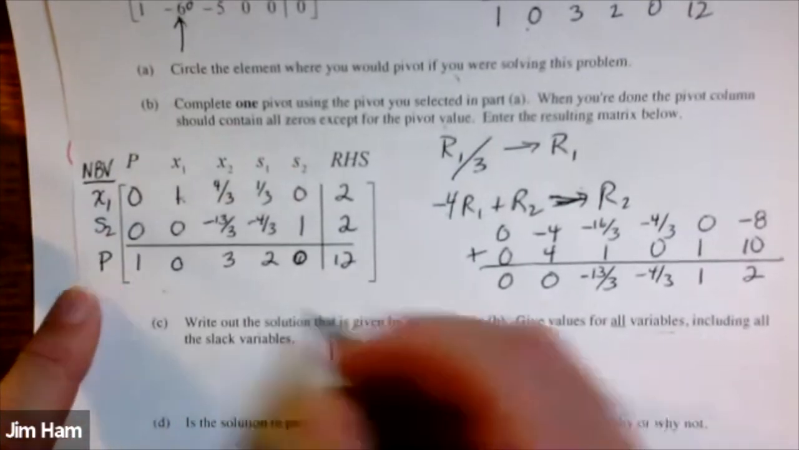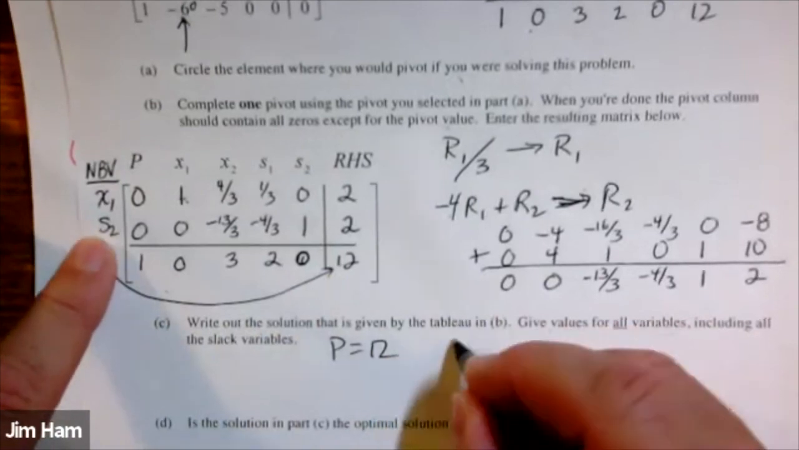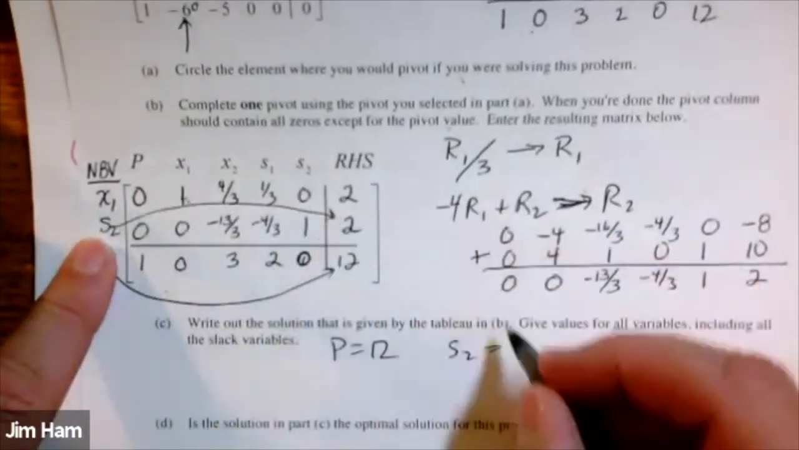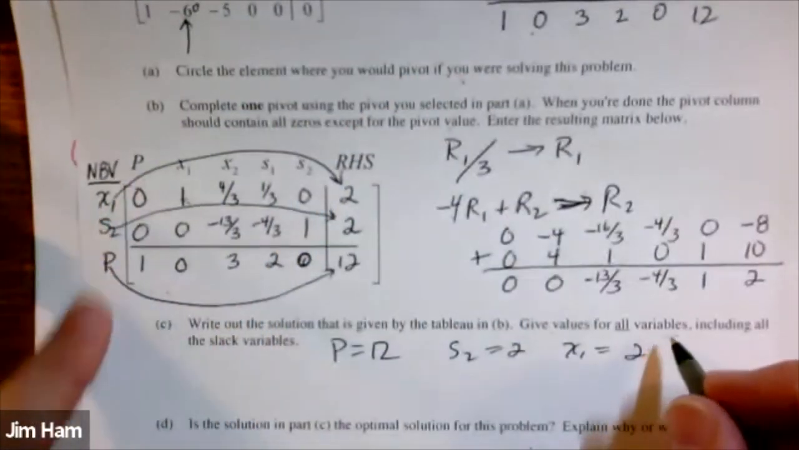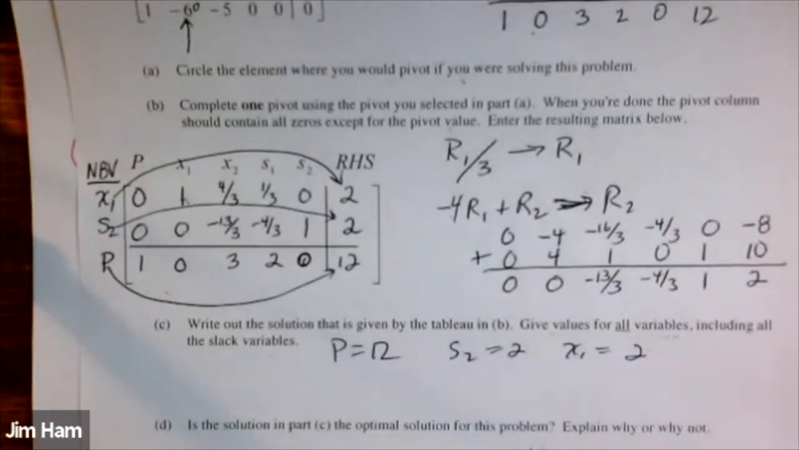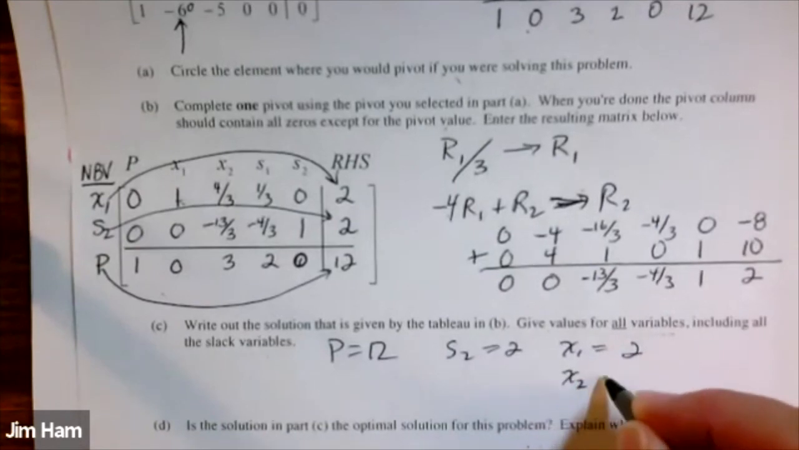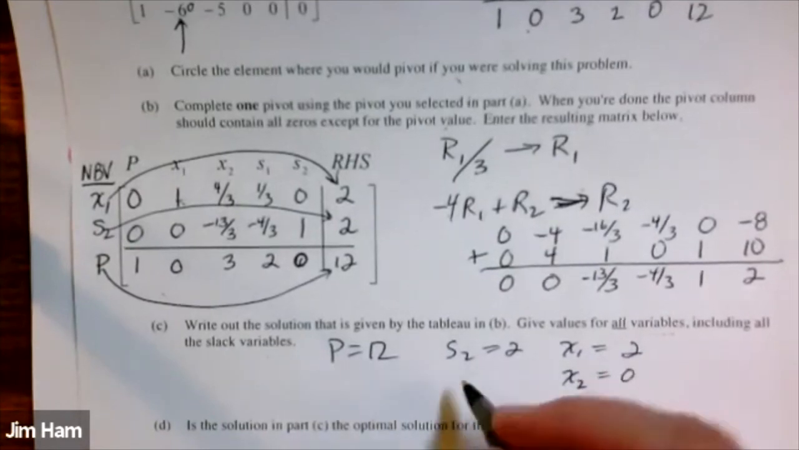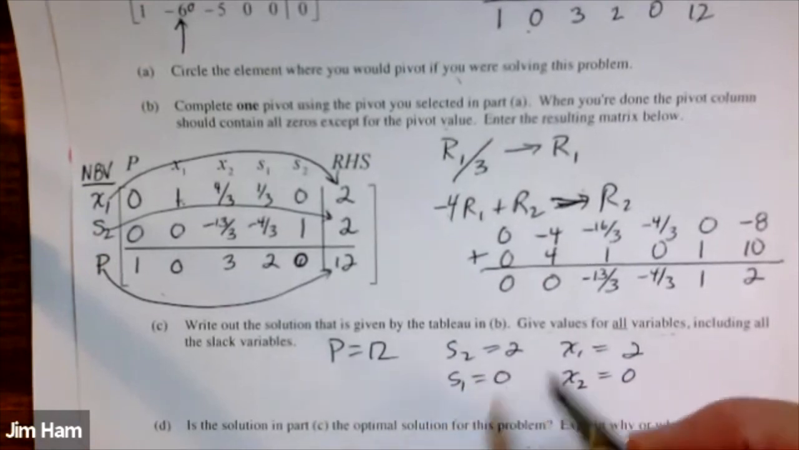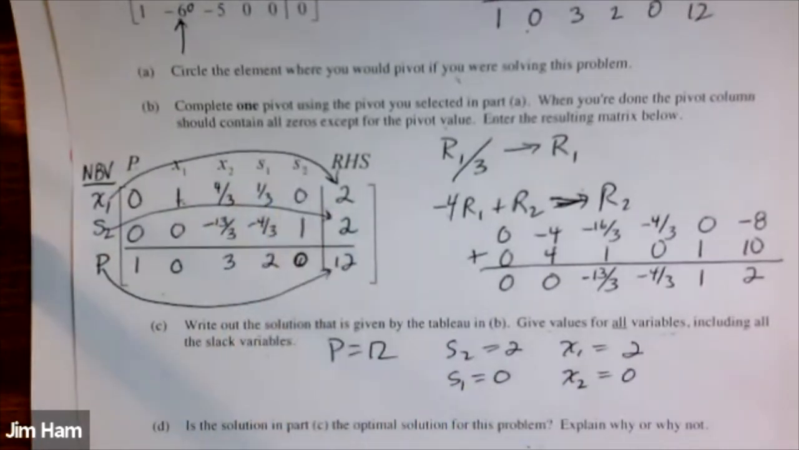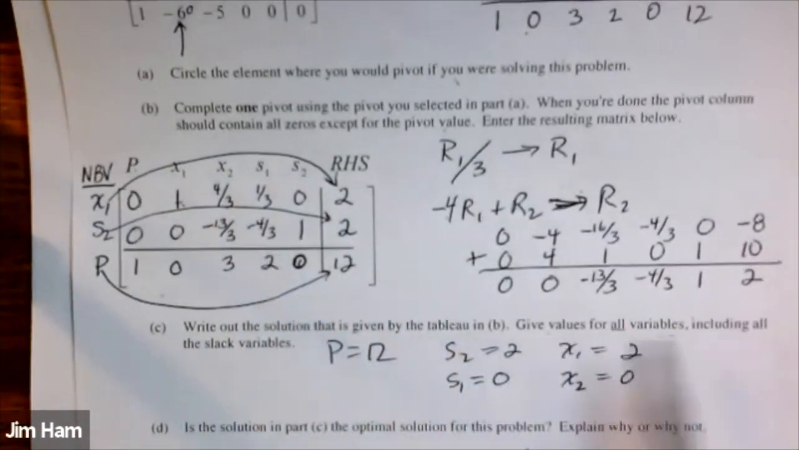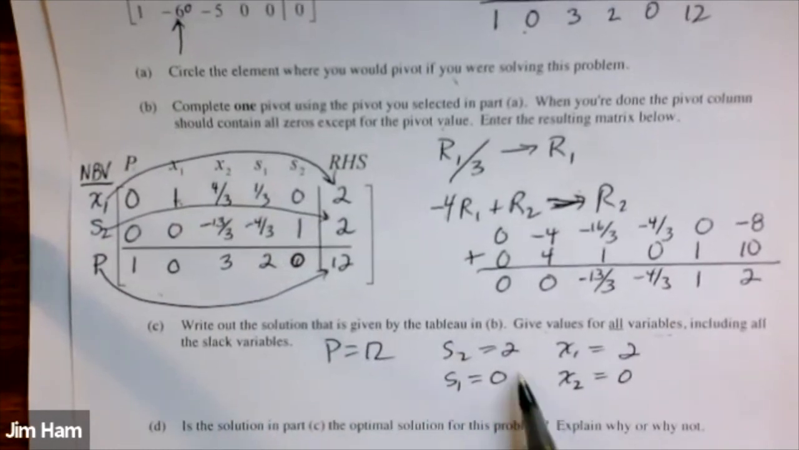So p equals 12. S2 equals 2. X1 equals 2. All of the other variables are basic variables, so they take on the value of 0. So we have x2 is not yet listed, it must be 0. S1 is not listed, so it must be 0. And then we've got 1, 2, 3, 4, 5 variables, and we have each of them there with values attached to them. So write out the solution that is given in this tableau, give the value of all variables, including the slack variables. So this is what they're after.